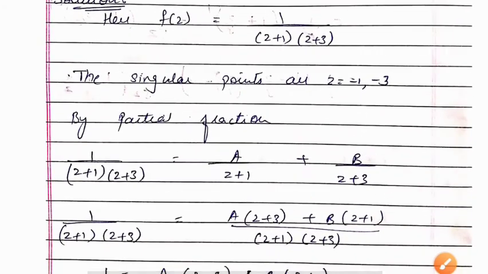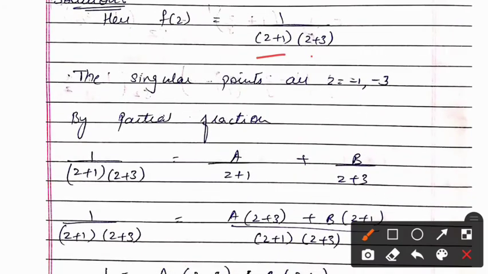The given function is 1 upon (z plus 1)(z plus 3). Here they have already split the term, so we don't need to do that. First I will write the singular points. Here you have z plus 1, so one of the values will be minus 1. Here I have z plus 3, so the value will be minus 3, right?